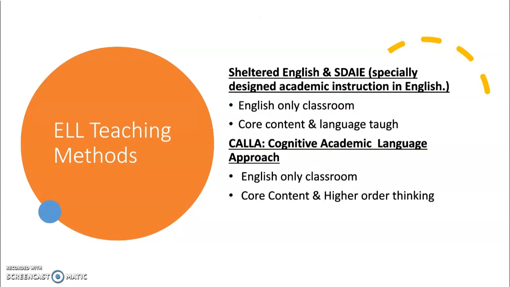Sheltered English and SDAIE approaches are teaching methods that teach both subject area content and language skills in an English-only classroom. Supports are used, such as building on content, vocabulary, and knowledge already known. These approaches to instruction are based on the belief that the second language is best learned when it is centered around content that has meaning for the student.